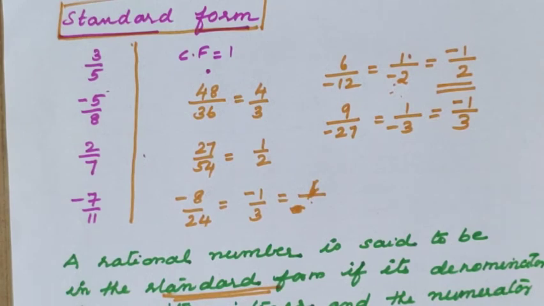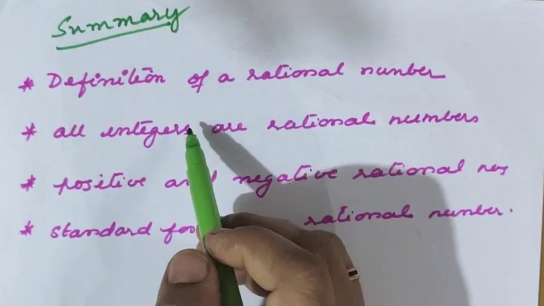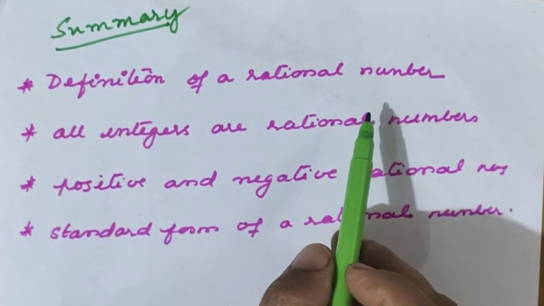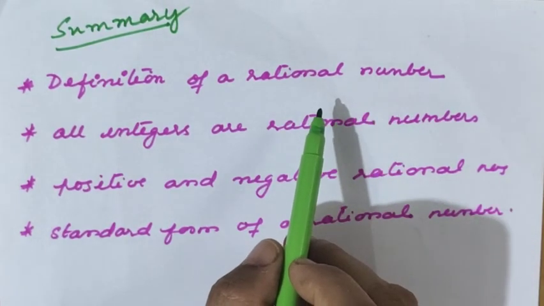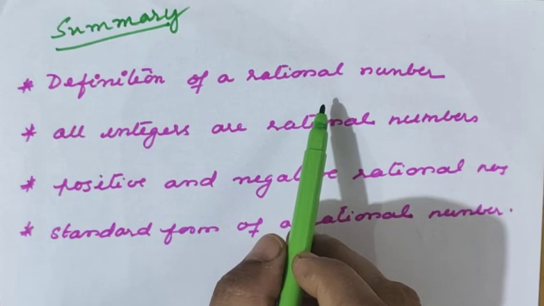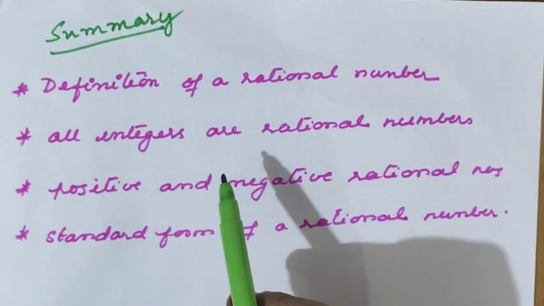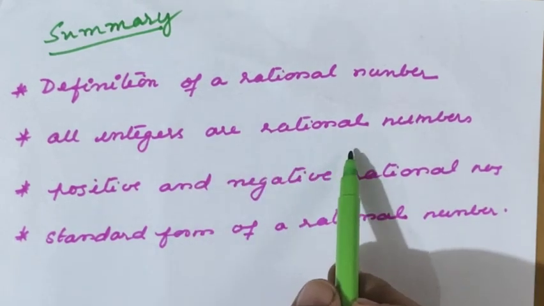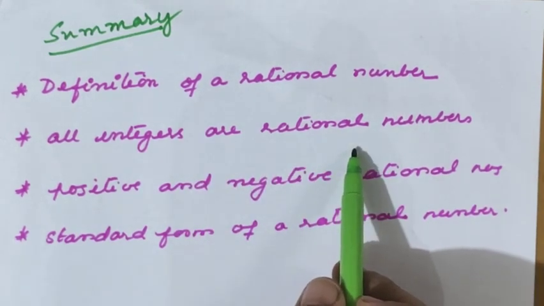So standard form means the denominator is positive and the numerator and the denominator have no common factor other than 1. So what have we learned today? Definition of a rational number. I repeat, a number which can be expressed in the form p by q, where p and q are integers and q not equal to 0. Then we learned that all integers are rational numbers because they can be expressed in the form p by q, where p and q are integers and q not equal to 0.